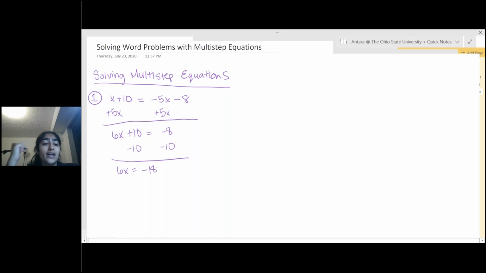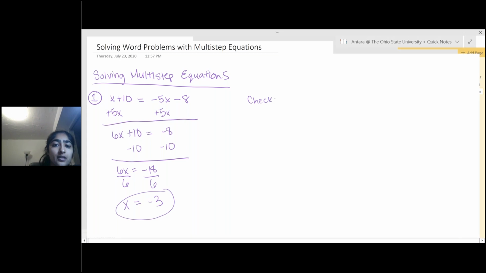Finally, we have to isolate the variable itself, and we can do this by dividing by 6, since the x is multiplied by 6. We have to do the inverse operation in order to get the x alone. Here we get x equals negative 3. Now, we got this as our answer, but we can check it by plugging negative 3 into the original equation.